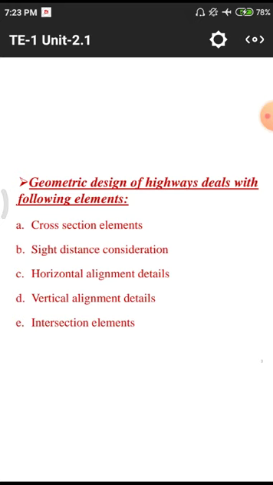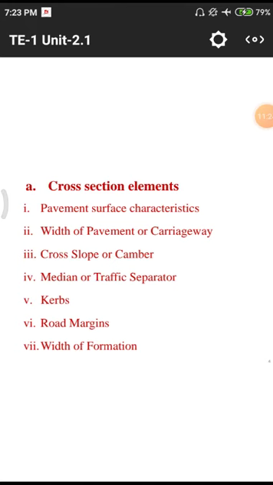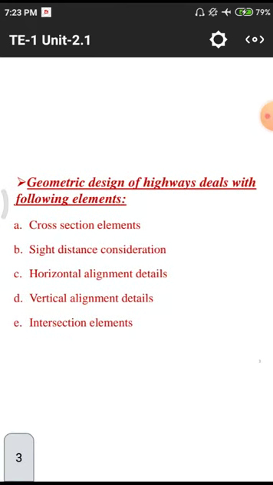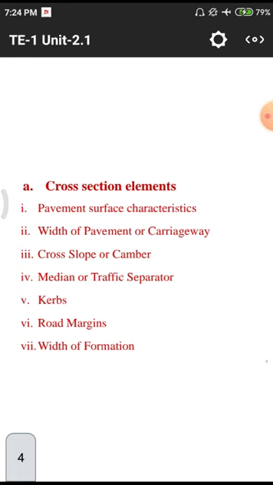Okay, this is the second slide. After that we will go for different kinds of elements. In the previous one we had totally 5, that means A, B, C, D, E. In those 5 things we have different sub criteria. These are the major criteria for designing a highway with geometric rules. They are cross sectional elements, site distance, horizontal alignment details, vertical alignment details, and intersection. For each of those we have these sub criteria. We need to remember those things also.